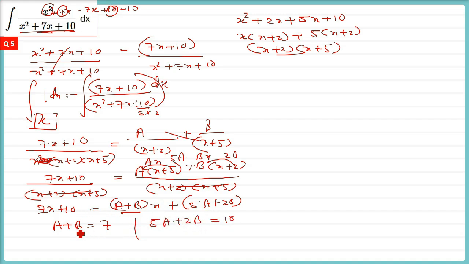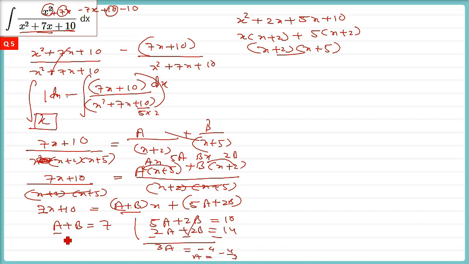Now what you can do is multiply this equation with 2. So when you multiply, it will be 2a plus 2b equals 14. You can subtract these two equations. 5a minus 2a is 3a. 2b gets cancelled. 10 minus 14 is negative 4. So a becomes negative 4 by 3.